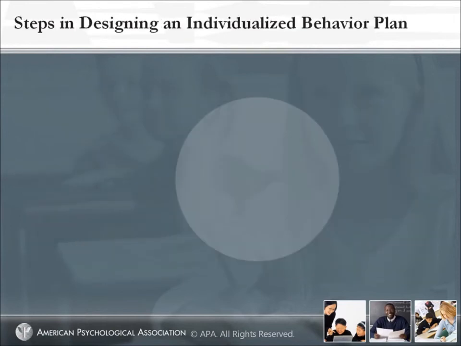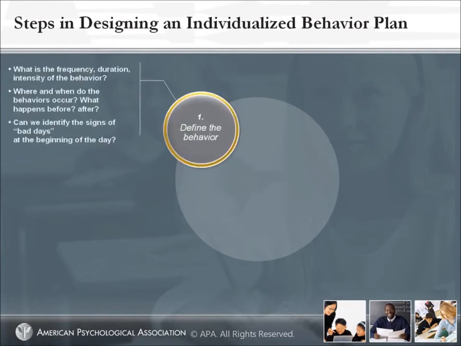The following slide summarizes the steps in conducting a functional assessment and designing a behavior plan. 1. Define the behavior. What is the frequency, duration, intensity of the behavior? Where and when do the behaviors occur? What happens before, after? Can we identify bad days at the beginning of the day?